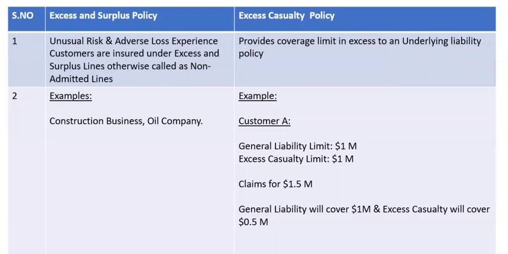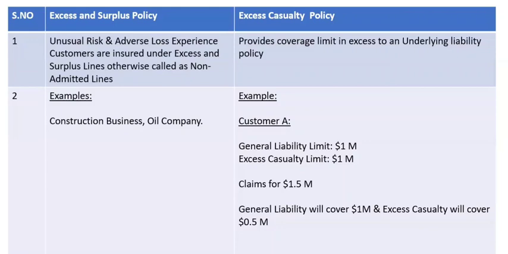Now let's see what we mean by excess casualty policy. By definition, it provides a coverage limit in excess of an underlying liability policy. For example, if you are a company and your liability limit is 1 million, but you think 1 million will not be sufficient, and the primary policy has a maximum of 1 million, then you can get this excess casualty policy, otherwise called excess liability policy, which gives you an additional 1 million in excess of your primary policy.